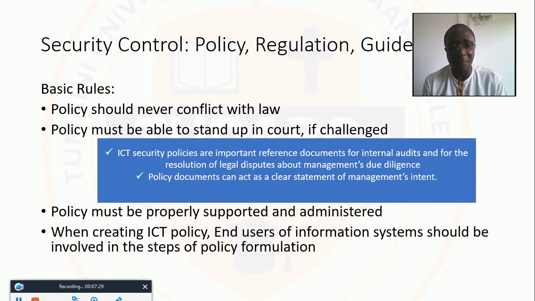Policy must be properly supported and administered. All stakeholders in a particular organization or institution have to support the policy which is in the making. And we will see in the stages of preparing an ICT policy, we have an investigative stage and other stages, where you take time trying to engage stakeholders while you are about to prepare the ICT security policy. And when creating it, end users should be involved, because these are the ones who will be using the ICT policy. Make sure you engage end users effectively.